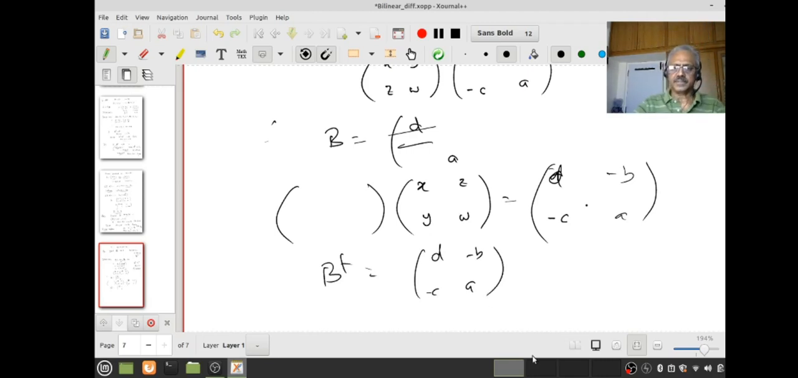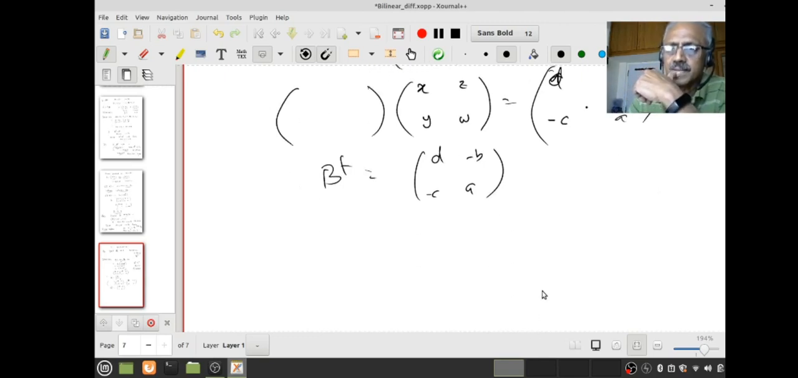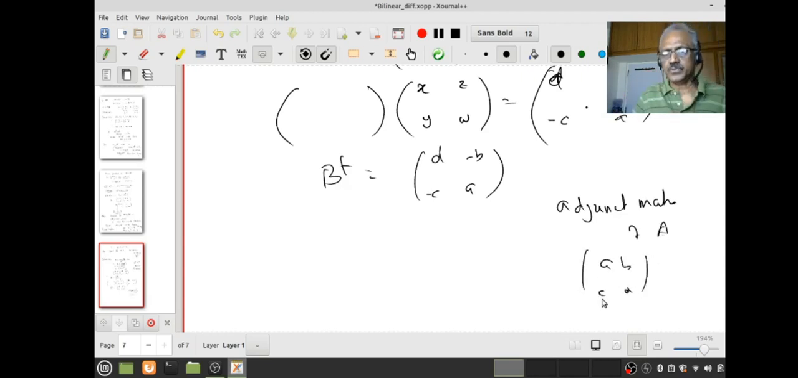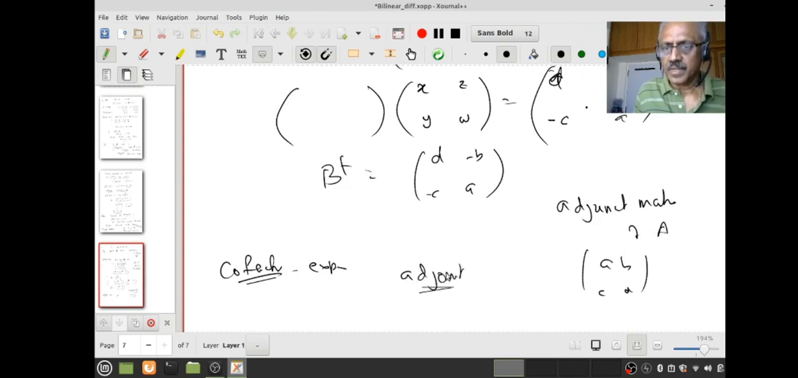How many of you recognize this? This is what is called the adjunct matrix of A. A is A, B, C, D, and what is its adjunct? It's not the transpose, it's called the adjunct matrix. In the cofactor expansion of the determinant, you would have come across the adjunct matrix. Classically it's also called the adjoint, but nowadays modern mathematicians try to avoid the word adjoint. They use the word adjunct matrix.